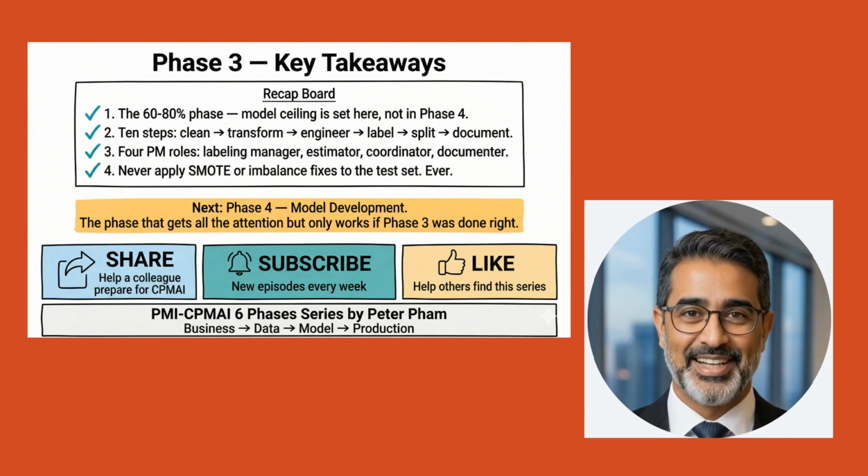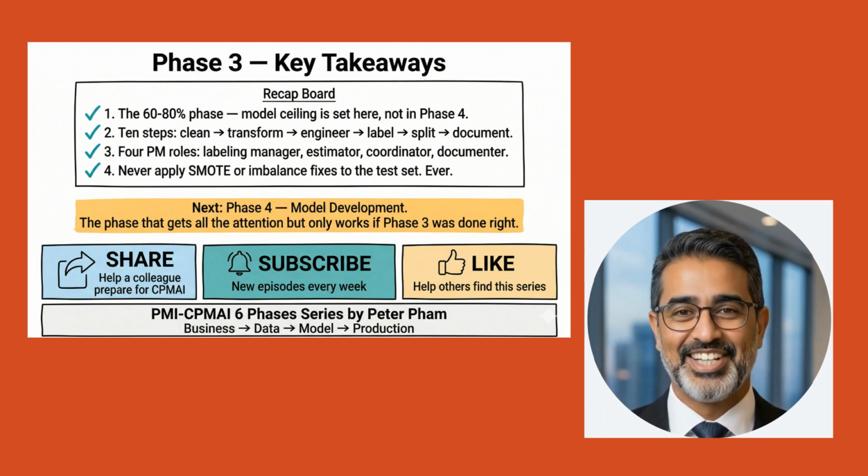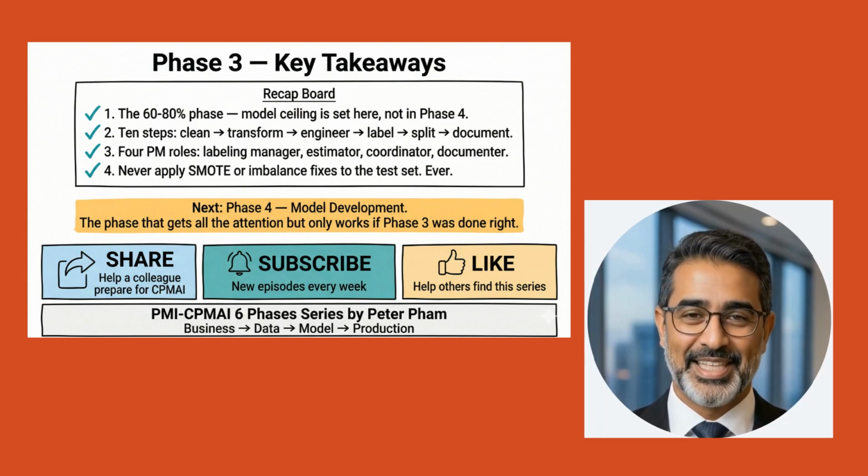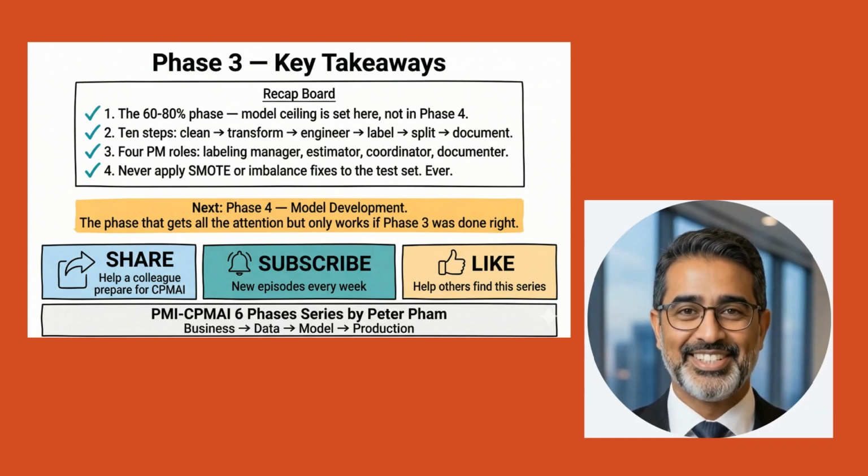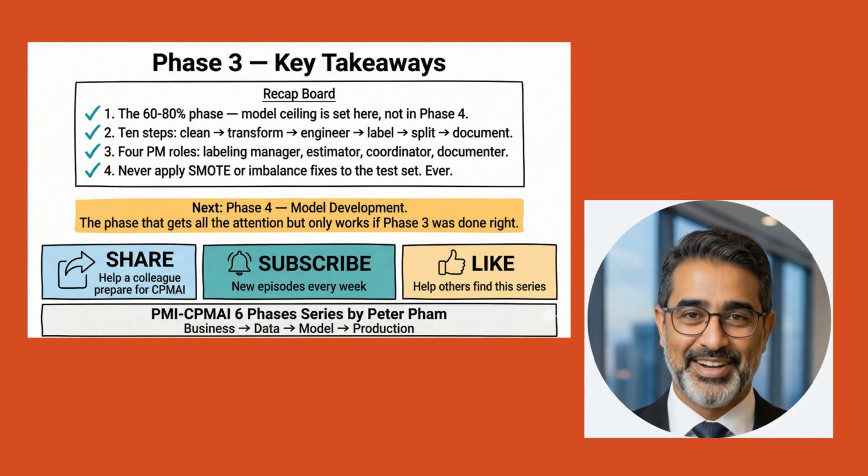4 PM roles. Labeling manager, cost estimator, coordinator, documentation enforcer. 3 risks. Labeling cost overrun, poor label quality, unaddressed data issues. The most expensive single mistake, applying SMOTE to the test set. Never. Next, Episode 4, Phase 4, Model Development.